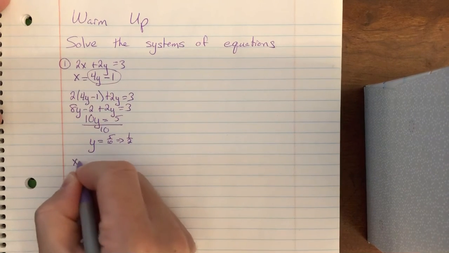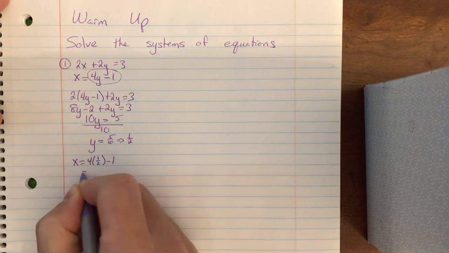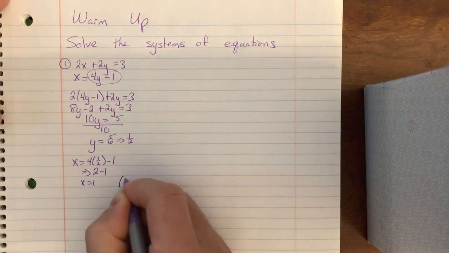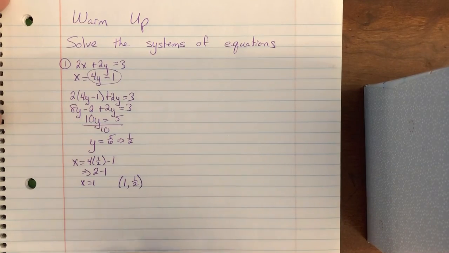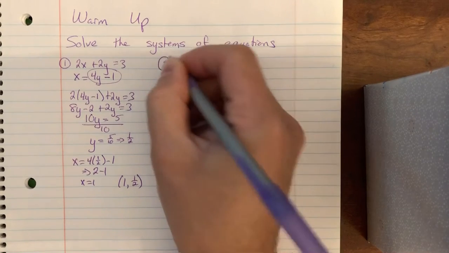Once we know y is 1/2, we're going to plug it in to find out what x is. Half of 4 is 2, minus 1, so x equals 1. So our solution is (1, 1/2). We solved the first one using substitution.